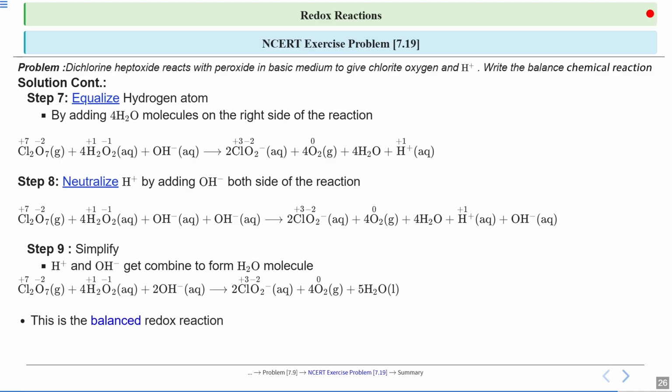So this reaction would turn out to be the final redox reaction. We can consider this as the final redox reaction because the charge and all the atoms that are present in the reaction are balanced now. You can verify it by calculating it or by counting the numbers of the atoms that are participating in the reaction. I hope all these questions are clear to you.